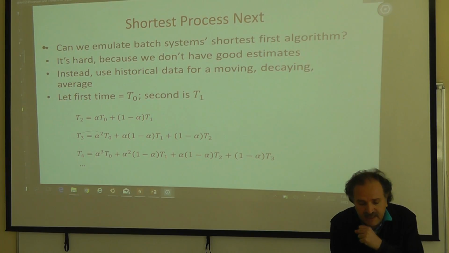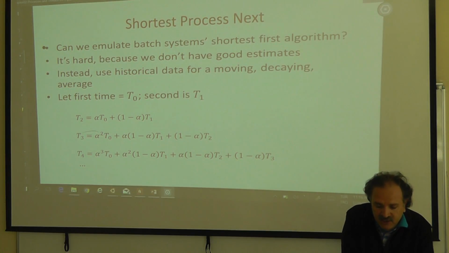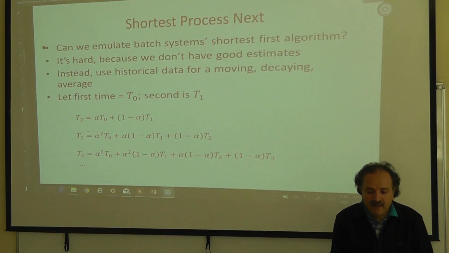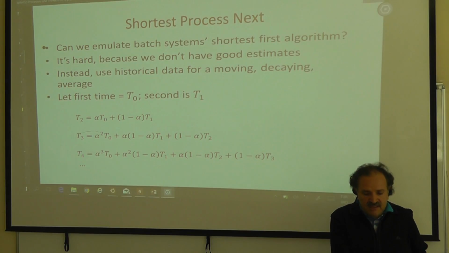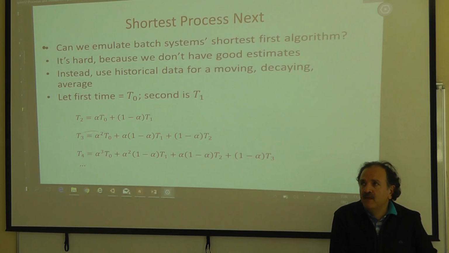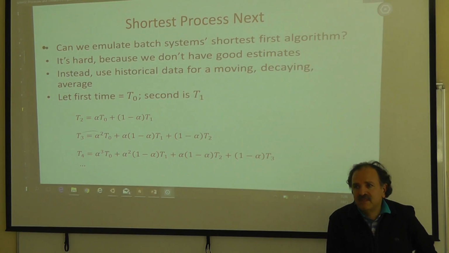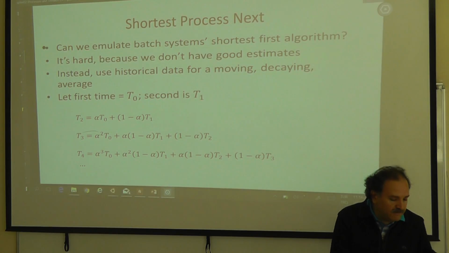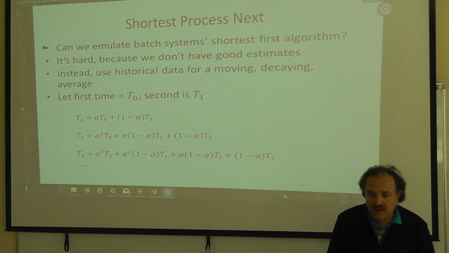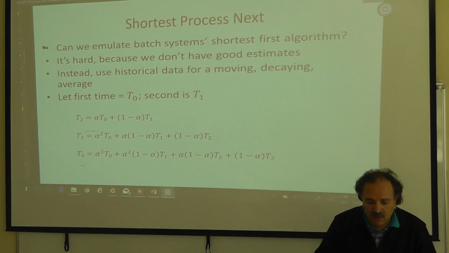Let's continue with interactive system process scheduling. Another idea is to use the shortest process next. Actually, we did the same thing with the batch scheduling algorithms. We said that if you run the shortest process first, that will increase your throughput. Why don't we use the same idea? The problem is that for interactive systems, we don't know how long they will take to run. It changes from time to time.